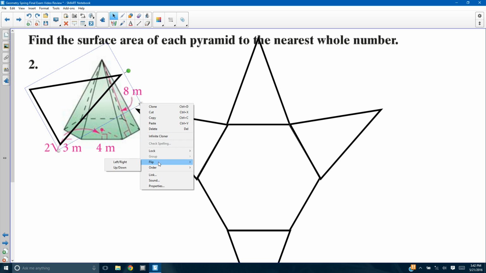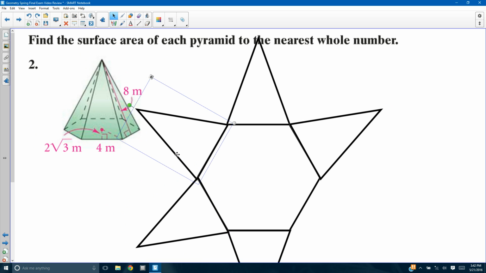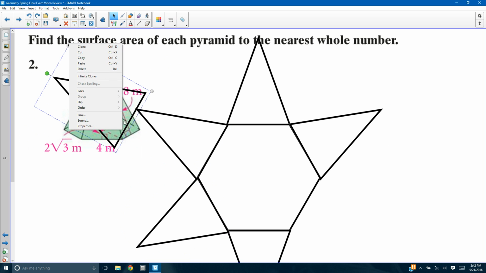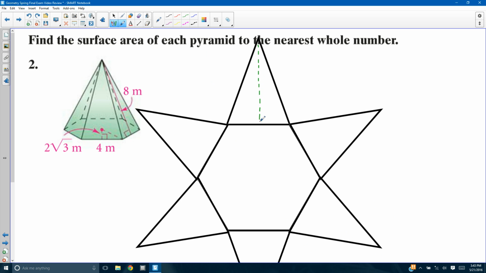Oops, that didn't work. There we go. 5 and one more. Flip up, down. Okay, there we go. There's our net. Beautiful. What they give us here, this slant height, as you unfold this is the slant height. It's also the height of your triangles here. So this is 8 meters.